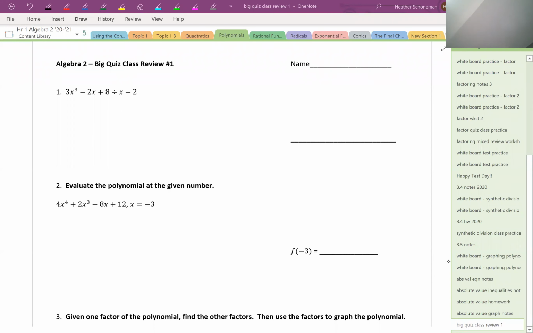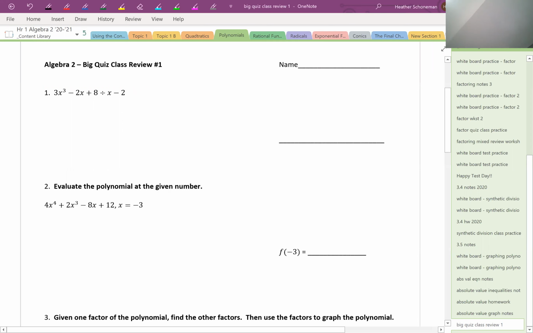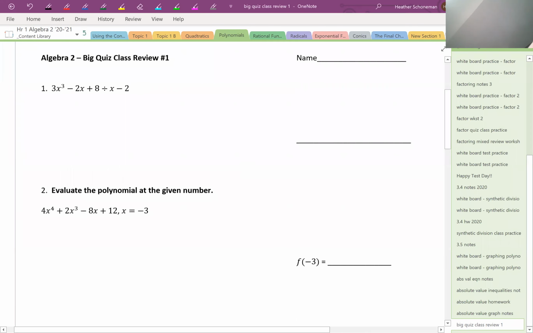All right, this video is just a quick class review to get ready for our big quiz. So we're just going to go over a little bit of everything. On the first one, it wants us to divide. Well, the only way we know how to divide polynomials is through synthetic division.